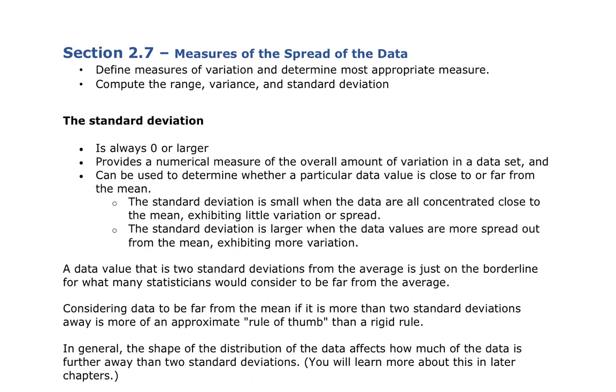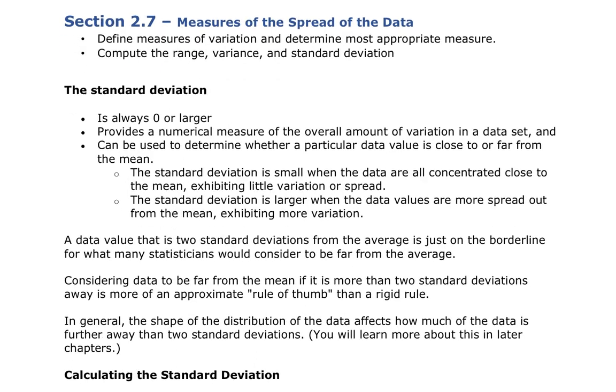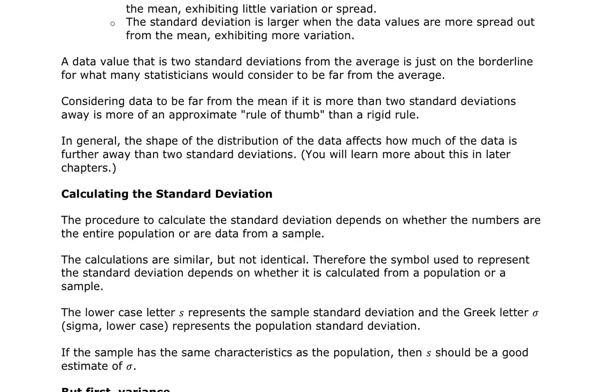A data value that is 2 deviations from the average, so we're going to figure out what a standard deviation is, is just on the borderline that many statisticians would consider to be far away from the average, whether it's below or above. If we consider data to be far away from the mean if it's more than 2 standard deviations, we usually call that the rule of thumb, but it's not the end-all, and it's not a rigid rule.